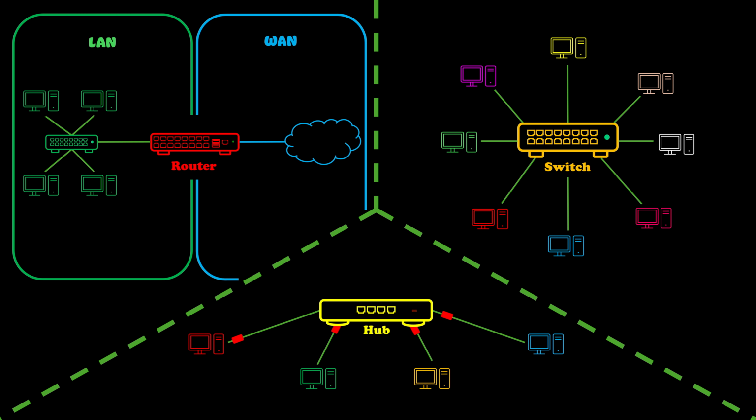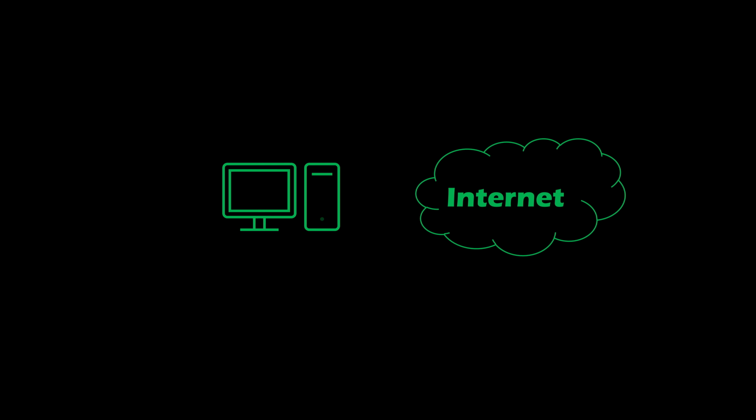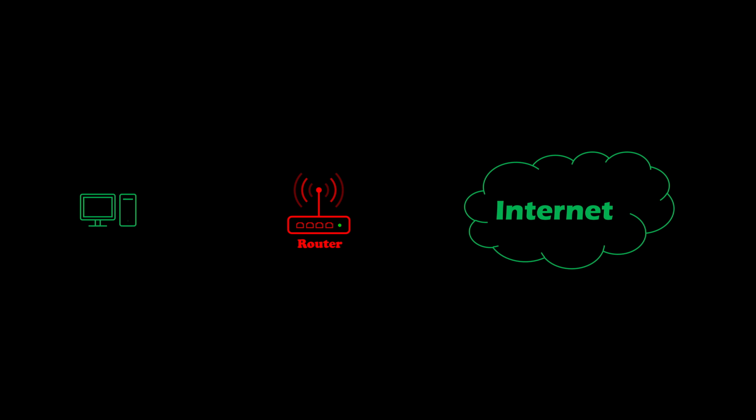This video is about three important devices that help computers talk to each other: routers, switches, and hubs. Let's start with routers. Imagine you're at home using your computer to go online. To connect to the internet, your computer uses a device called a router. Here's what happens. Your computer sends data to the router, which then passes it on to the internet. When the internet sends data back, the router delivers it to your computer. This back and forth happens thousands of times per second.